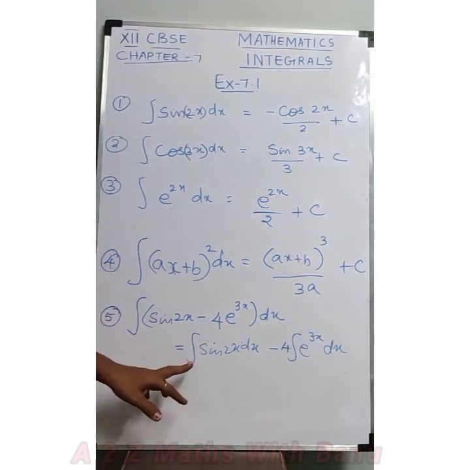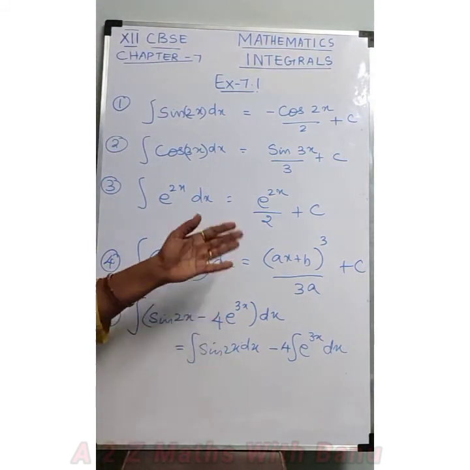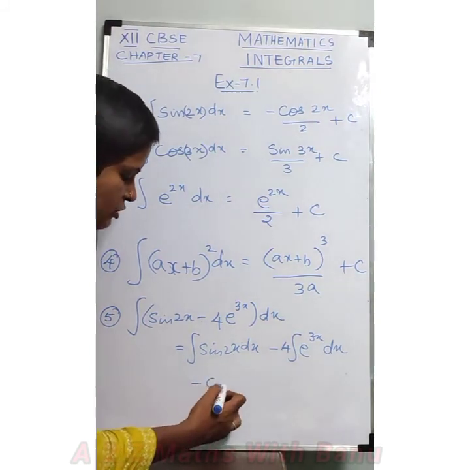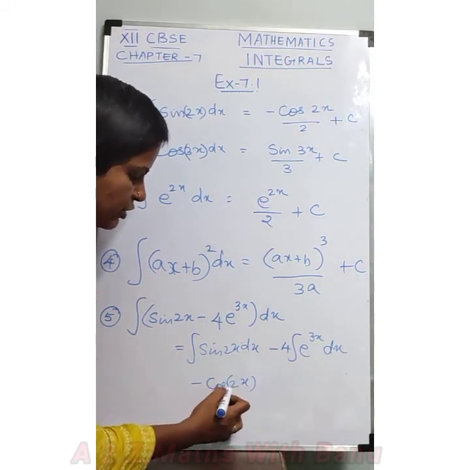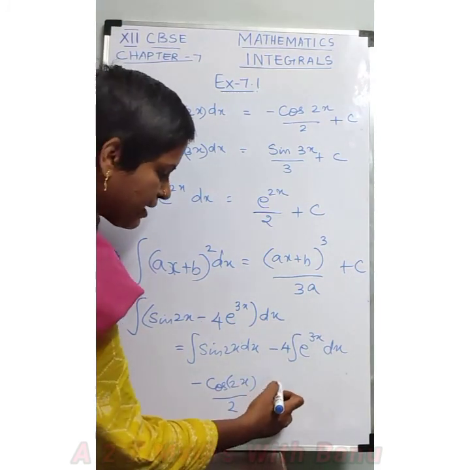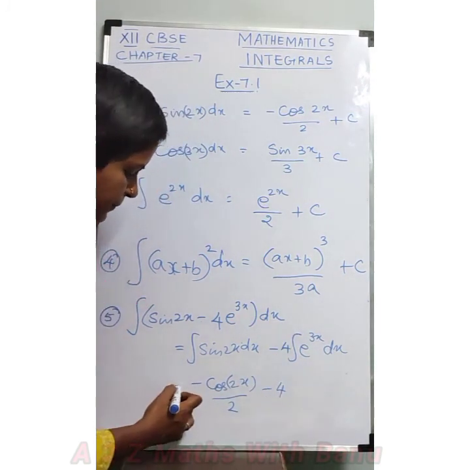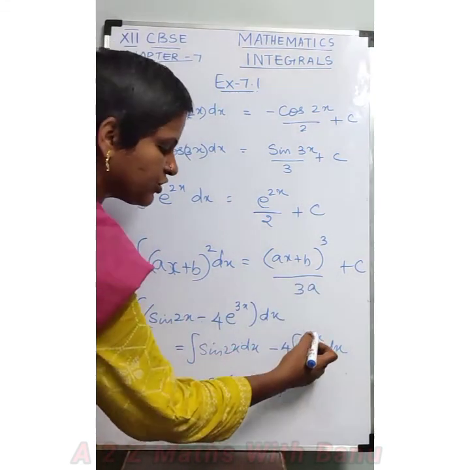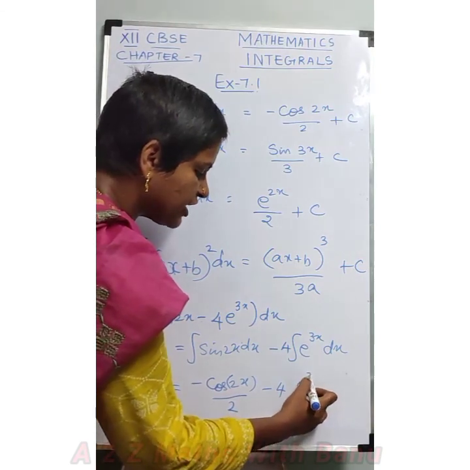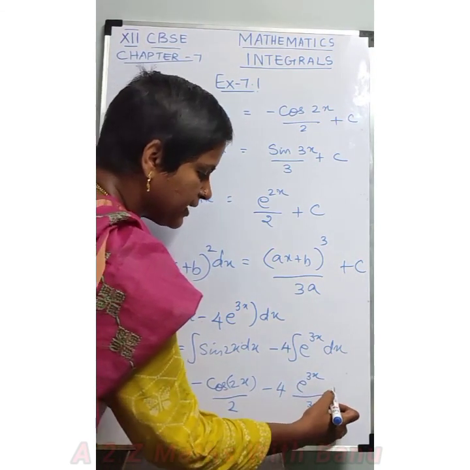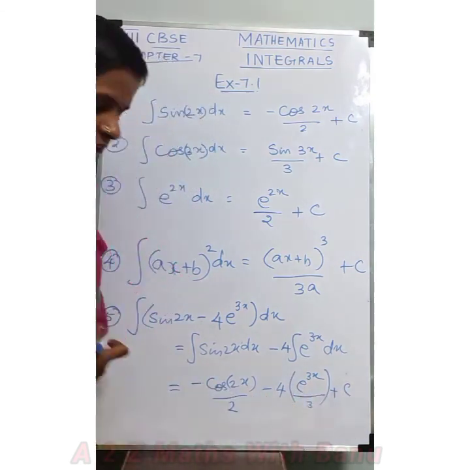As you all know, the integral of sin x is minus cos x. So the integral of sin 2x is minus cos 2x, and the derivative of 2x is 2, which has to be divided here, and I have minus 4 outside. Then the integration of e power x is e power x itself. So the integration of e power 3x is e power 3x divided by the derivative of 3x, which is 3, plus c. This is how we integrate.